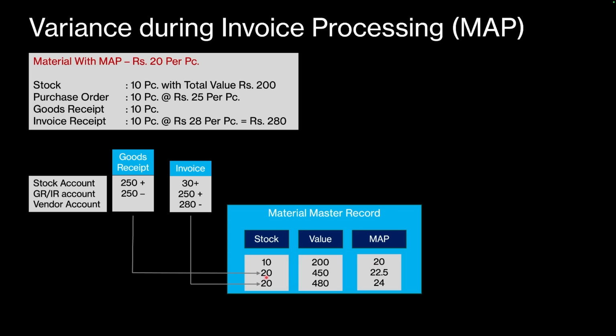by 20. Then when you do the invoice receipt, the quantity will not change because you're doing an invoice receipt, but 30 rupees you are now adding to your stock account. So what will happen to the stock value? It will increase to 480 rupees, that is 450 plus 30 rupees. This 30 rupees is basically the differential between the PO price and the invoice price.